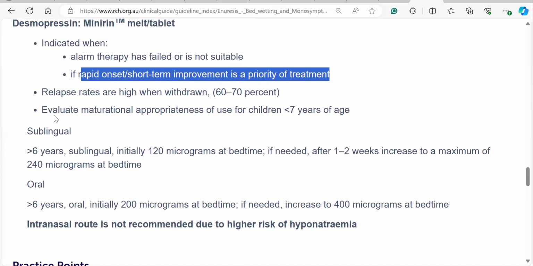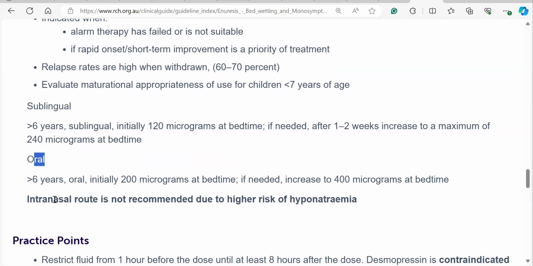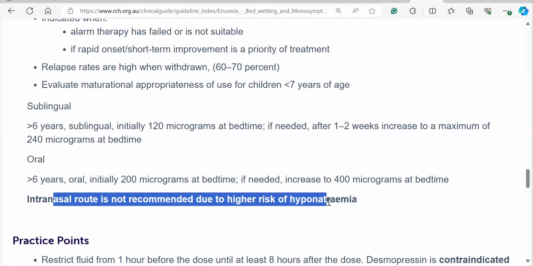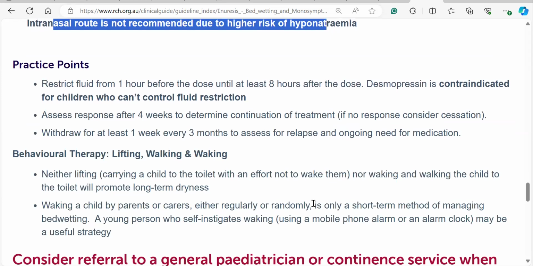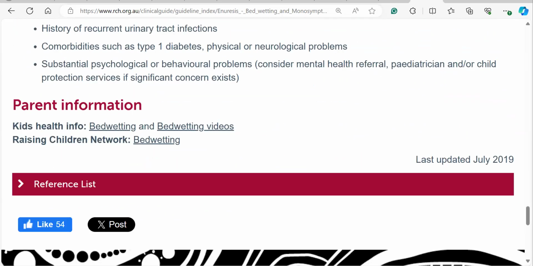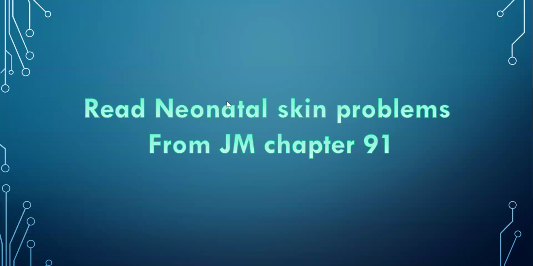For that case, Minirin or desmopressin is commonly used. Minirin can be used sublingually or orally, but intranasal is no longer recommended because Minirin can cause hyponatremia. Okay, so that's usually the treatment for nocturnal enuresis.